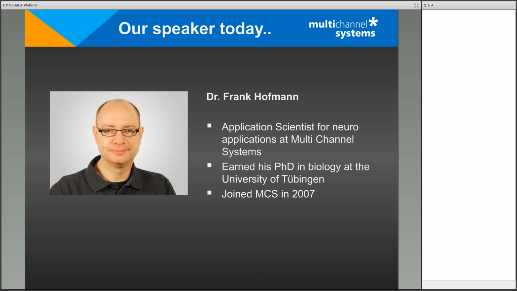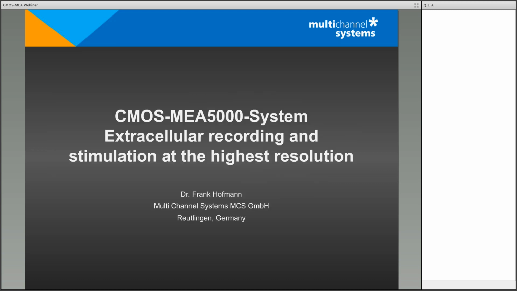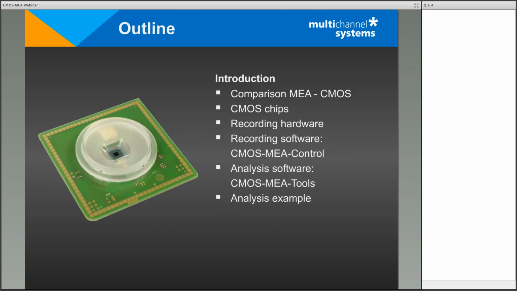So, hello everybody. Thanks for joining us today. The topic is our new CMOS MEA5000 system for extracellular recording and stimulation. As a brief overview, I will first give a bit of a comparison between the classical MEA systems with passive metal electrodes versus the new CMOS system that we are having a look at today. Then I will describe the chips themselves as you see them over here. Then I will go through the recording hardware and finally demonstrate the recording software.